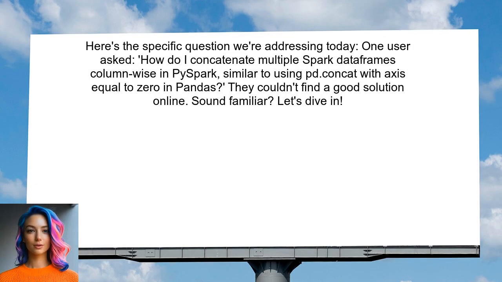Here's the specific question we're addressing today. One user asked, how do I concatenate multiple Spark data frames column-wise in PySpark, similar to using pd.concat with axis equal to 0 in Pandas? They couldn't find a good solution online. Sound familiar? Let's dive in and find the answer together.